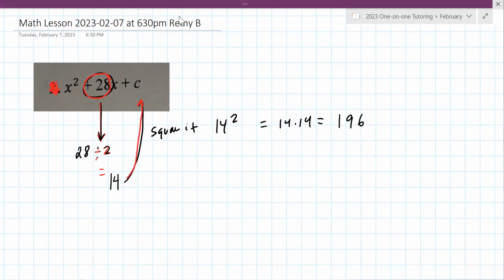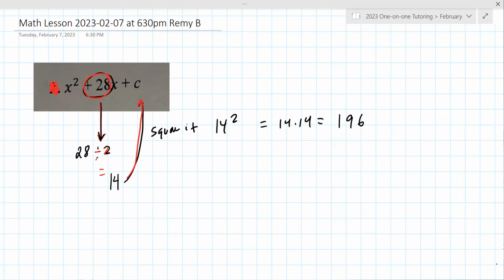Okay. So let me give you an easier one, smaller numbers, basically. 14, and then you do 14 squared, which is 196. So it's a very simple algorithm, a recipe, if you will. Let's try another one.